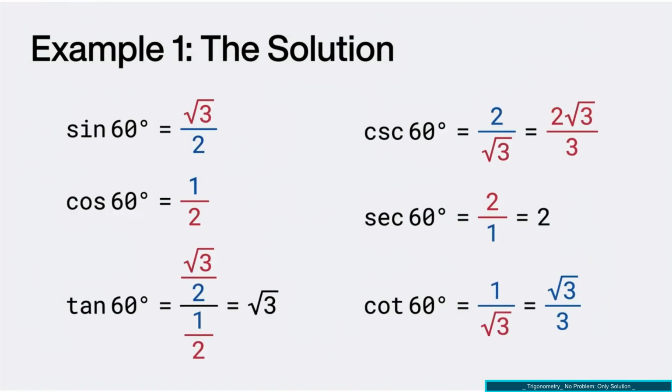Using these coordinates, we can find the values for all 6 functions of 60 degrees. For example, tangent is the ratio of y over x, which simplifies to the square root of 3. The other functions are presented in the slide.